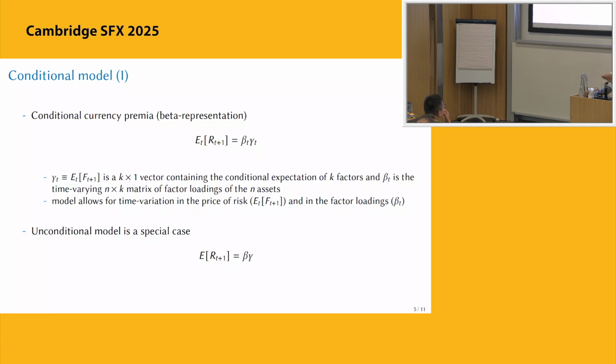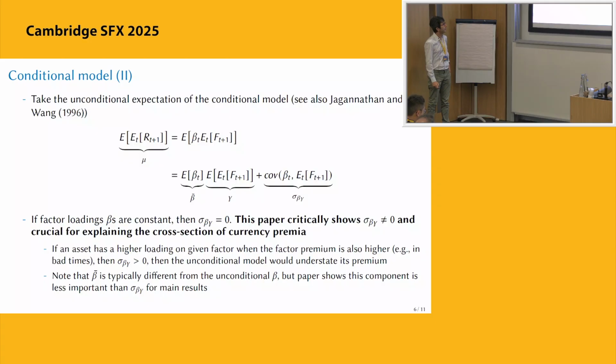So what is the conditional model? Okay, it's very simple and nice. So you start from the equation up there that says that the conditional expectation of the currency excess return is equal to beta_t gamma_t. So now both the quantity of the exposure and the risk price are time varying. Okay? And the unconditional model is just, if you want, a special case in which both beta and gamma are constant. Okay? Now, what Thomas and co-authors do is the following.